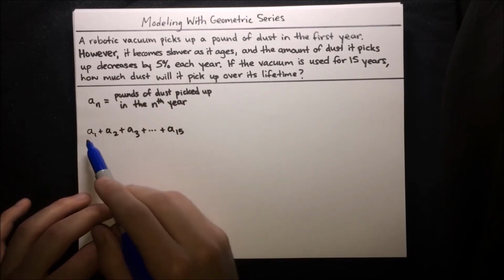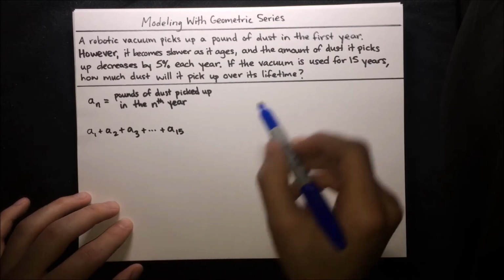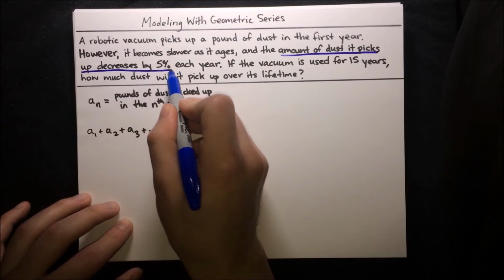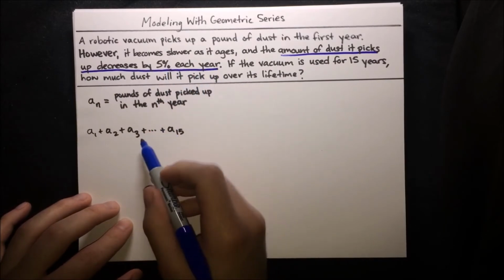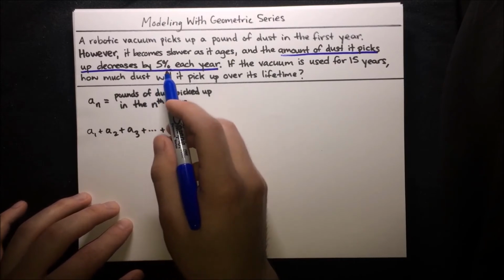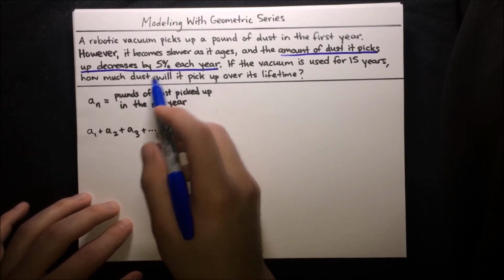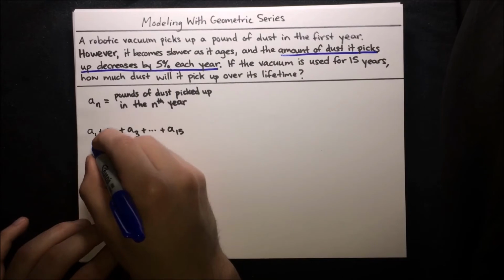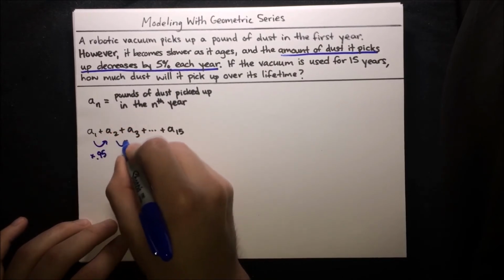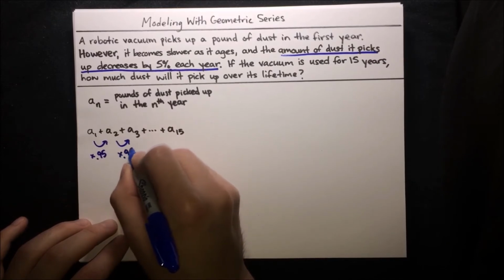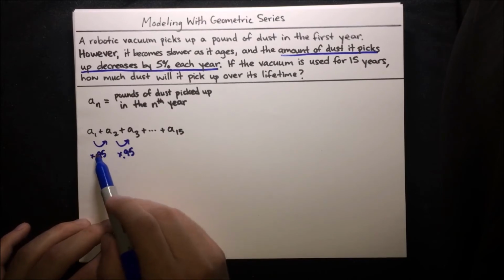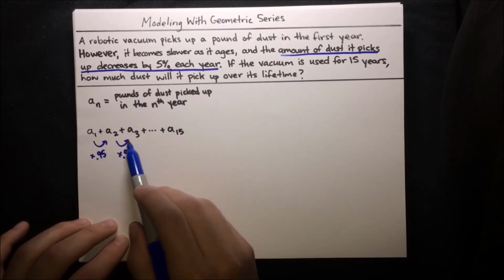Now what's the relationship between these terms? Well, the amount of dust it picks up decreases by 5% each year. So that means to get from one term to the next term, we have to take away 5%, which is really the same as multiplying by 95%. So we can just multiply by 0.95 to get to the next term each time. Great, okay. So we've got a series, and we see that series as a geometric series because the terms are getting multiplied by the same amount each time.